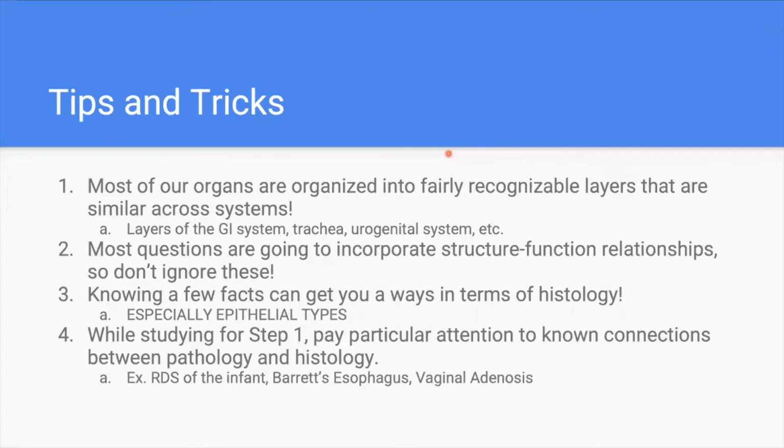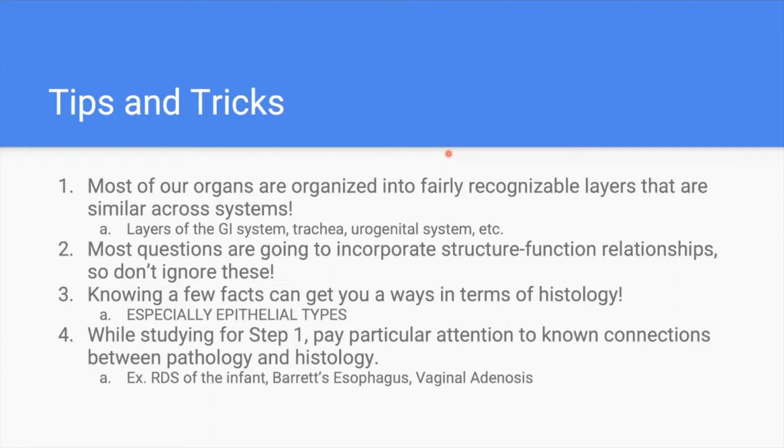So I wanted to start off with a few tips and tricks in general regarding histology, basic histology, even attacking pathology slides. First and foremost, when we are considering normal histology and trying to learn that and implant that into our brains, we have to recognize that most of our organs are organized into fairly organized and recognizable layers. And they're very similar across different systems in our bodies.